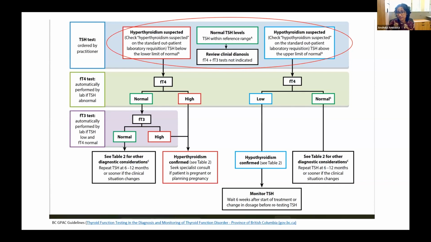And there are very limited indications for when you would do free T3, which is if you're suspecting hyperthyroidism, the TSH is suppressed, but the free T4, for some reason, is normal. Then doing and documenting the free T3 helps you with the diagnosis. So it's a very narrow indication for why you should need to do a free T3 in the first place.